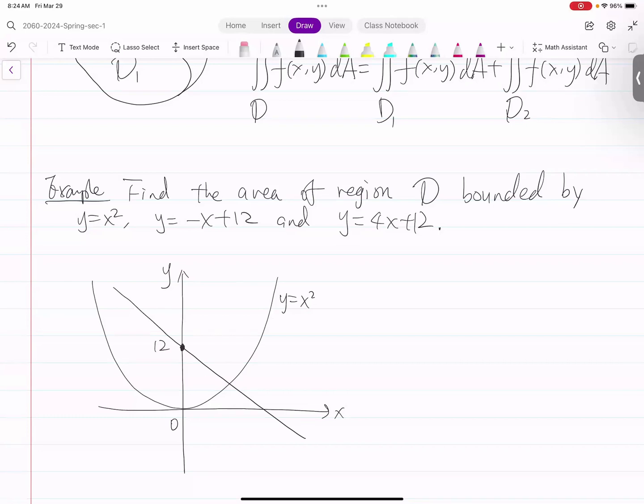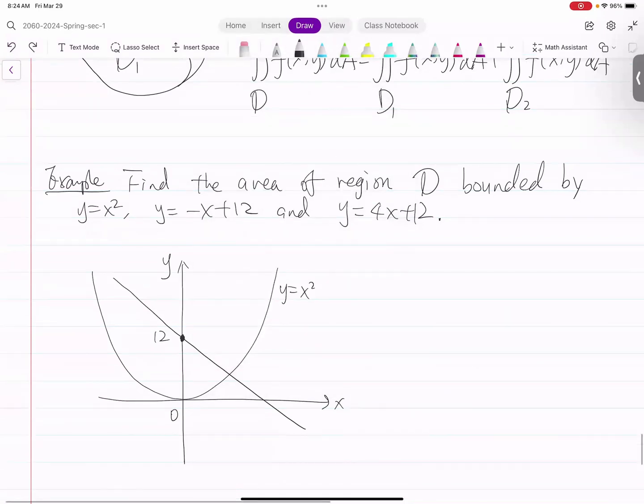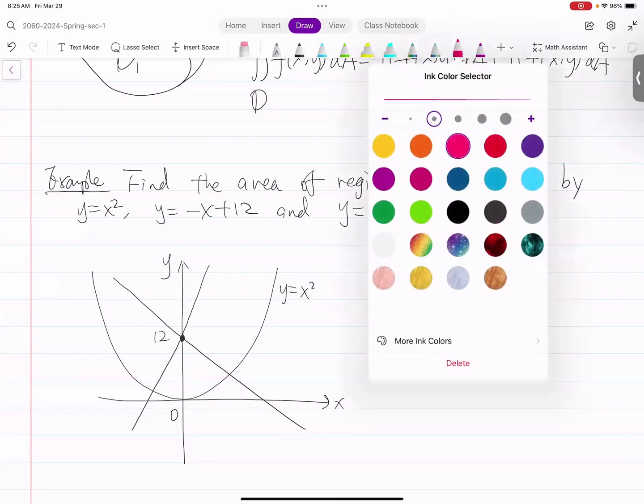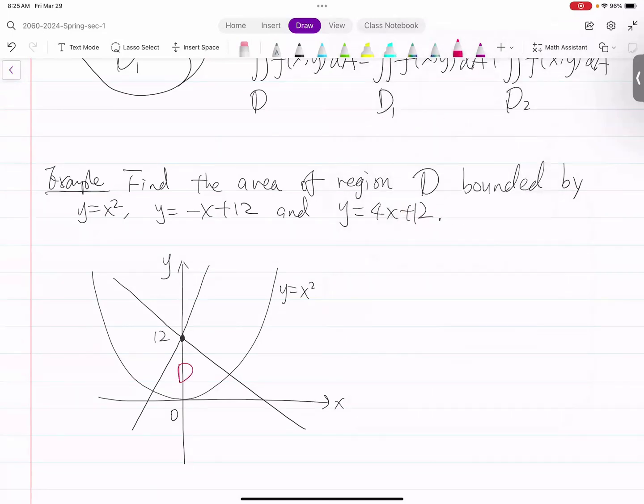But you probably get the idea, because we have the region that's enclosed by these curves. Here the region D is bounded by the parabola and also the two lines. So we can expect that's the region here, enclosed by the parabola and the lines.